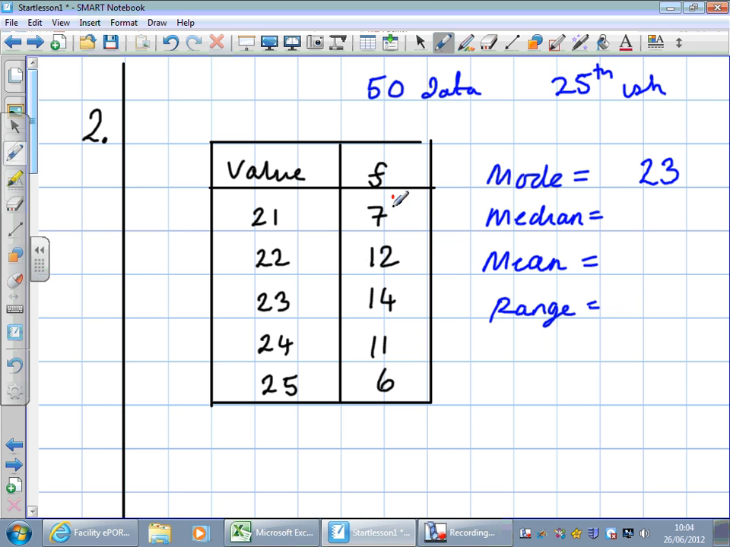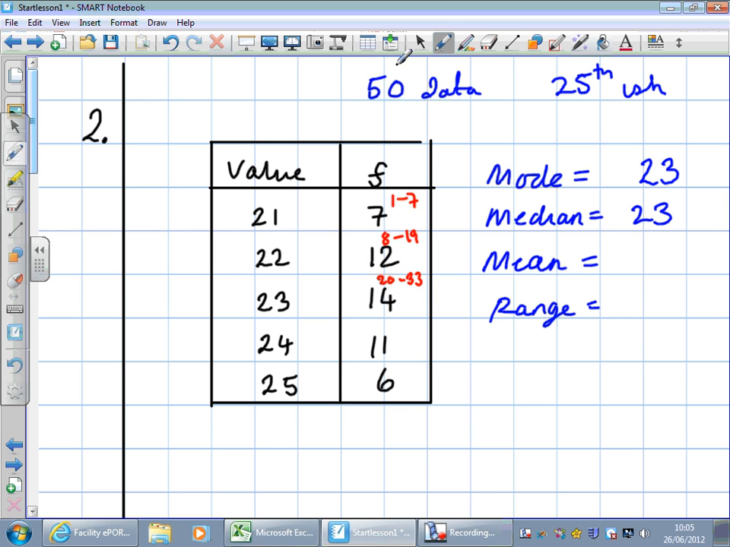The first 7, I'll put them in order, would be 21. The 8th up to the 19th, 7 and 12, 19, would be 22. If I put the rest in order, the 20th all the way up to the 33rd would be a 23. Now we're looking for the 25th one, or 25th-ish. So it must be between the 20th and the 33rd. So the median is 23.